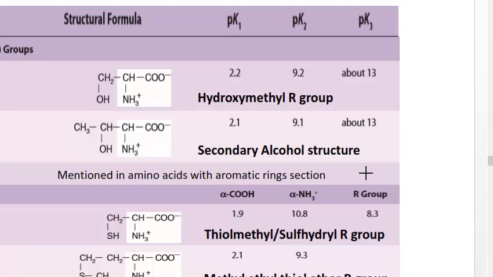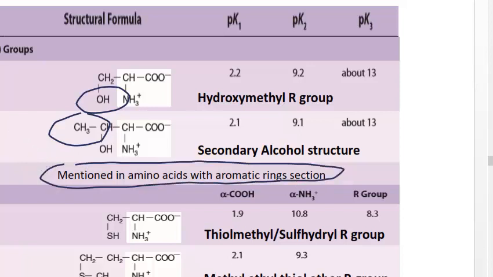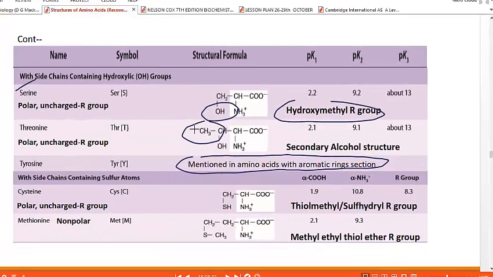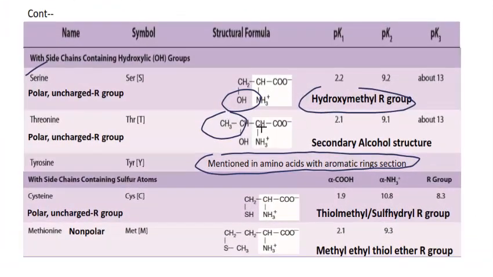This is the side chain containing a hydroxyl group. Only 3 are there. Serine contains a hydroxyl group, threonine contains a hydroxyl group, and tyrosine. Tyrosine is mentioned along with the aromatic side chains. So these two are aliphatic side chains that contain the hydroxyl group. CH2OH, a hydroxymethyl group, is present in serine, right? And in threonine you can see CH3CHOH. So you have to remember it like this.